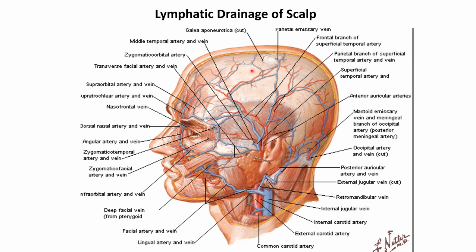And lastly, the lymphatic drainage of the scalp. There are no lymph nodes present in the scalp. Again, the imaginary line from the vertex to the ear is the watershed line. The area posterior to it drains into the occipital and the mastoid group of lymph nodes, which will be present out here. The area anterior to this imaginary line drains into the parotid group of lymph nodes, which is present around the parotid gland.